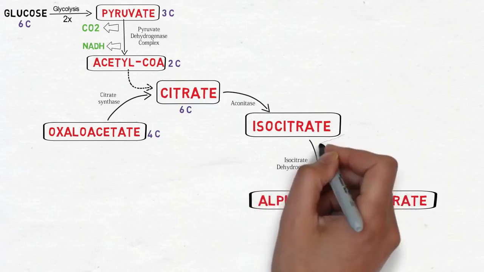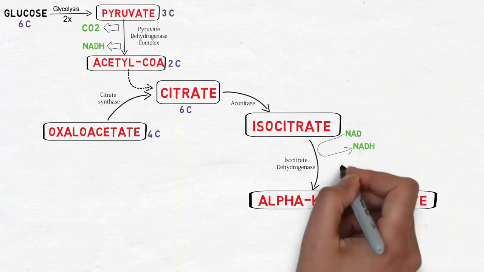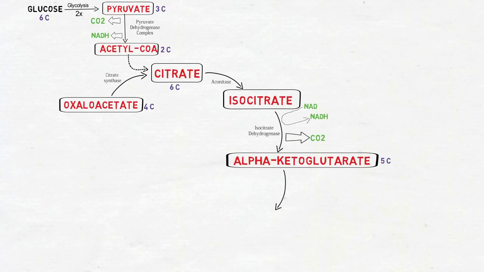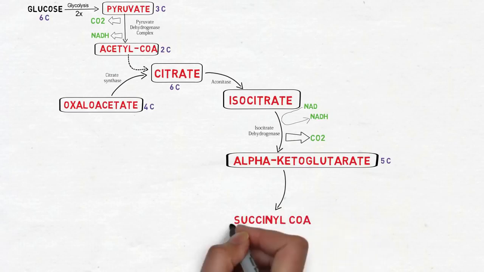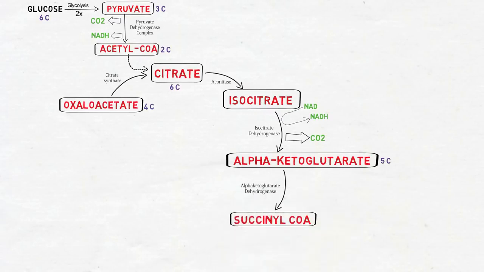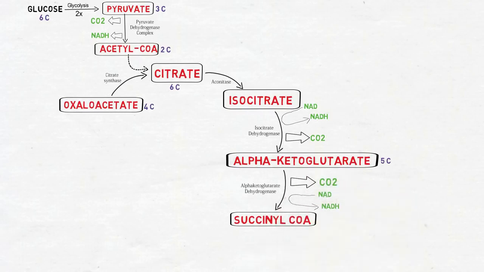And in this reaction, a molecule of NAD is reduced to NADH and a molecule of carbon dioxide is generated. Hence, the alpha-ketoglutarate is a 5-carbon compound since one molecule of carbon is lost into carbon dioxide. Next, the alpha-ketoglutarate is converted into succinyl-CoA by the enzyme alpha-ketoglutarate dehydrogenase. And in this reaction also, a molecule of NAD is reduced to NADH, and a molecule of carbon dioxide is released. Hence, the succinyl-CoA is a 4-carbon compound.